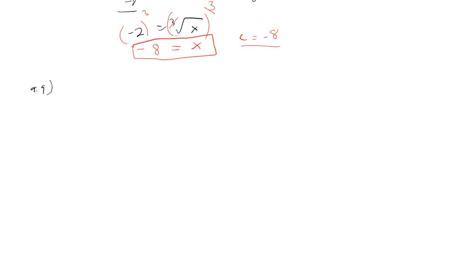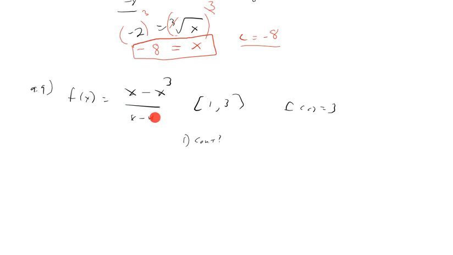Verify and solve. So we got, this is a complicated one. f of x is x minus x cubed over x minus 4. And my range is 1 to 3. And I want to find f of c where it equals 3. So first of all, continuous. Check. Verify it's continuous. This function looks like it has a discontinuity, right? Discontinuity at positive 4. Is that a problem for us?